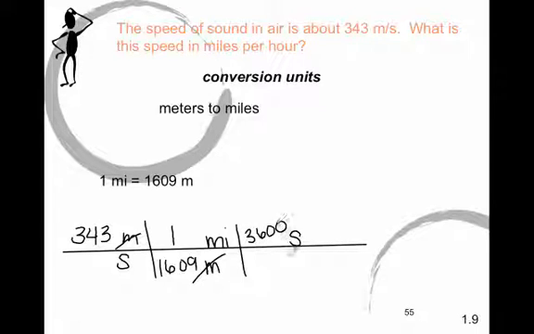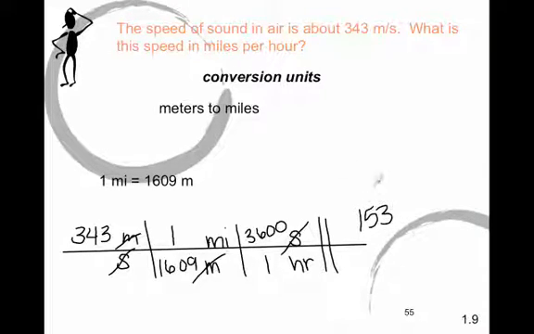Right. If you wanted to, you could go seconds to minutes and then minutes to hours. That would be fine. And I always put a double line to show myself that I'm done. I have the correct units, miles over an hour. Now you would just multiply by the top numbers, divide by the bottom. And what value do you get?